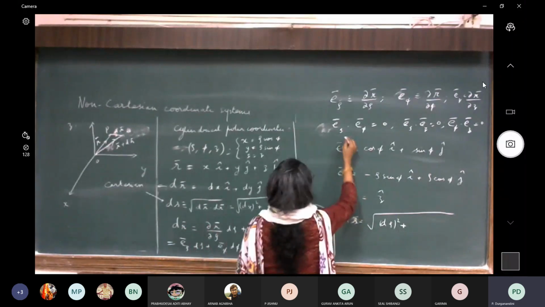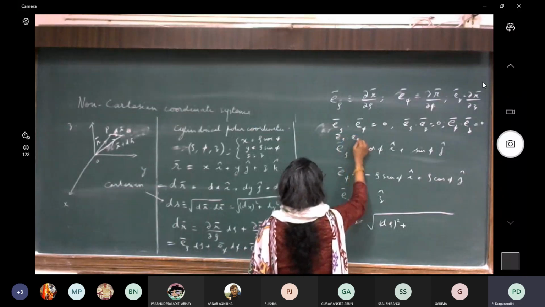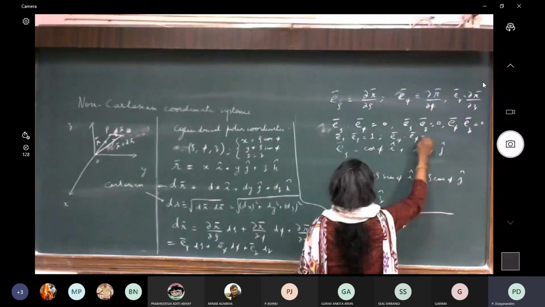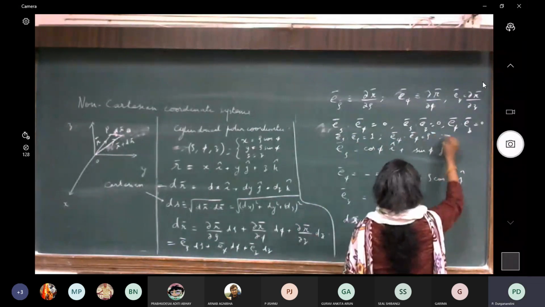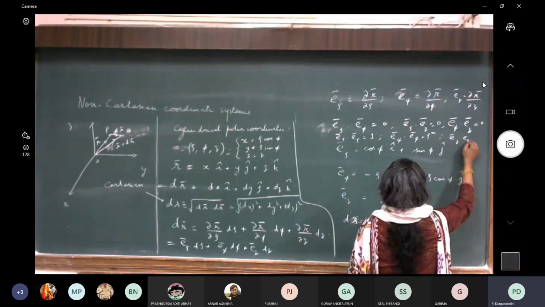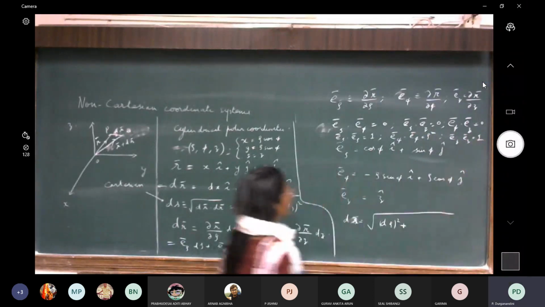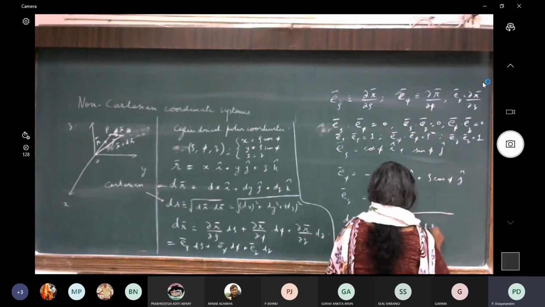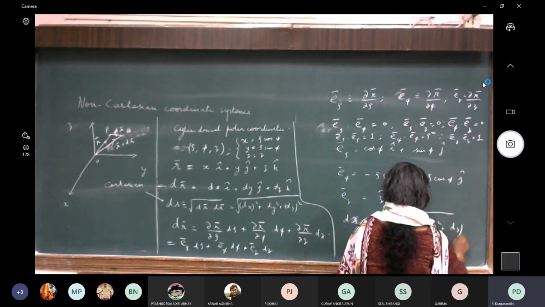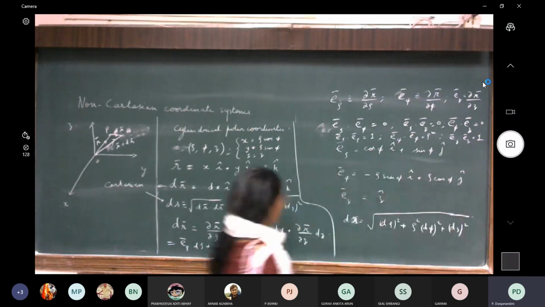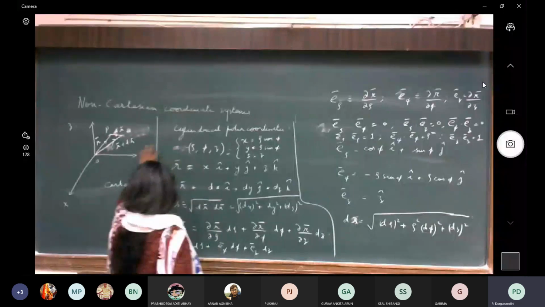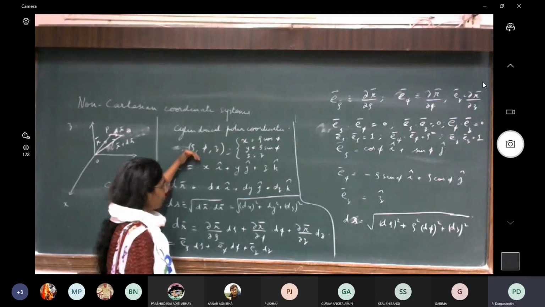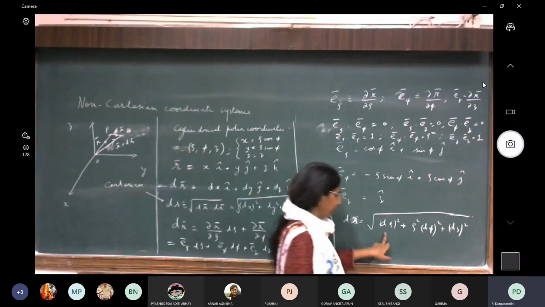I can also write this here, that Eρ·Eρ equals 1, Eφ·Eφ equals ρ², and Ez·Ez equals 1. So I'm going to get here dρ², then ρ²(dφ)² plus dz². And so what this tells you now is that suppose in cylindrical polar coordinates I keep φ and z fixed, and I change ρ infinitesimally by dρ, then my ds is going to be simply dρ.